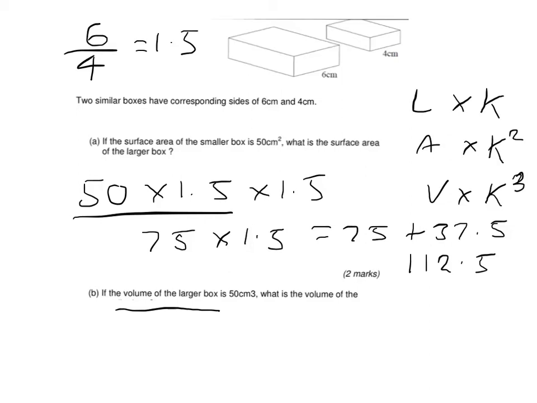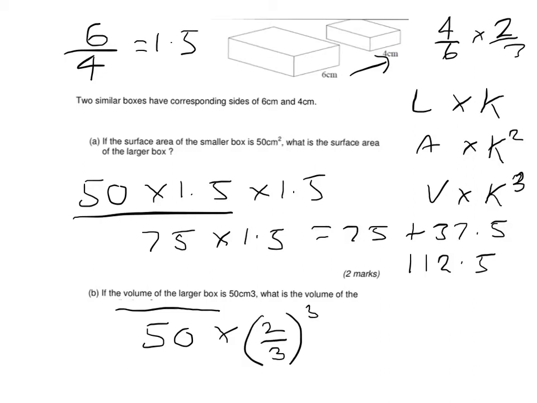So it will be 50 times, now when we go from small to large, or sorry, large to small this way, then we're actually multiplying by 4 over 6, or 2/3, because we're making it smaller. So it's times 2/3 cubed, because we are dealing with volume, and the volume factor is k cubed, because there's 3 dimensions. So that will equal 50 times, 2 cubed is 8, 50 times 8 over 27.